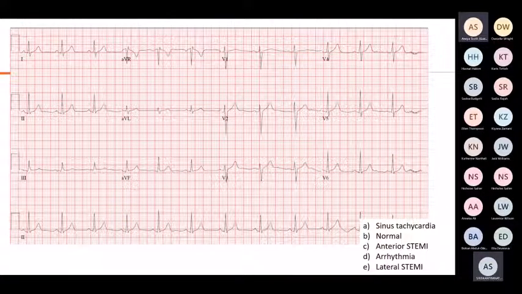How are we doing? So we've got mainly B's and some C's. Okay, cool. So the answer is B. This is a normal ECG. I can see that some people are still falling for this trap of an anterior STEMI. If you look at this ECG, you can see the QRS complexes are negative. That's normal, it's a normal progression. It starts off negative in V1 and then starts becoming more positive by the time it gets to V4.